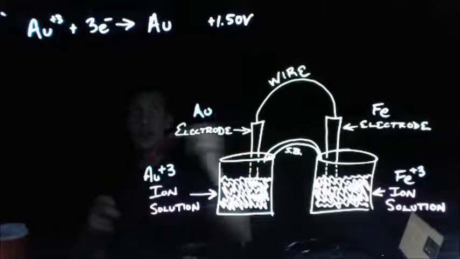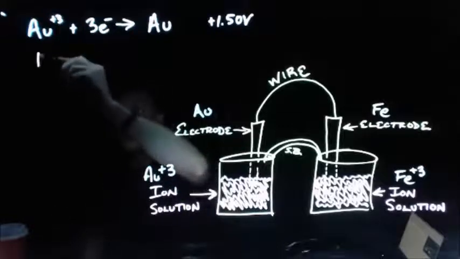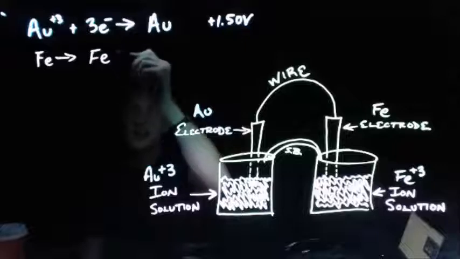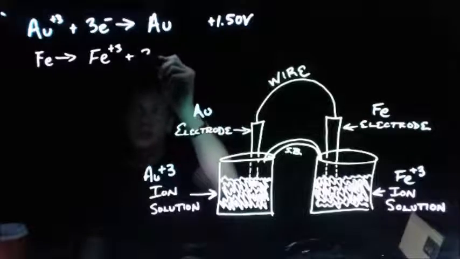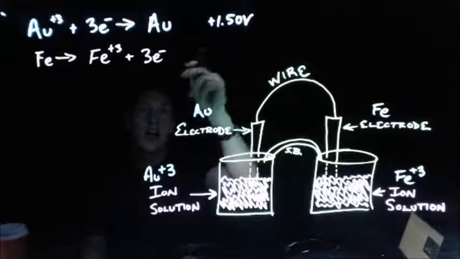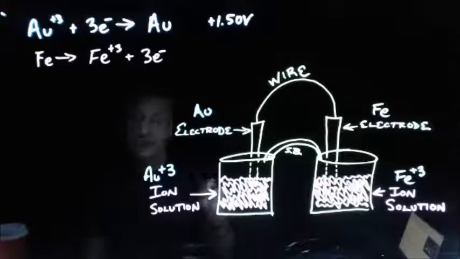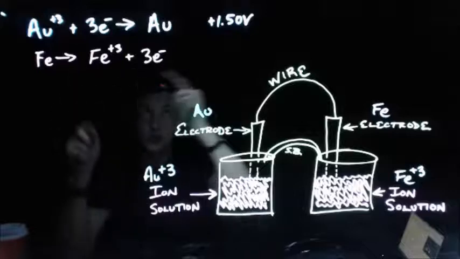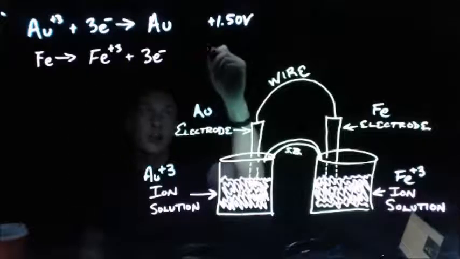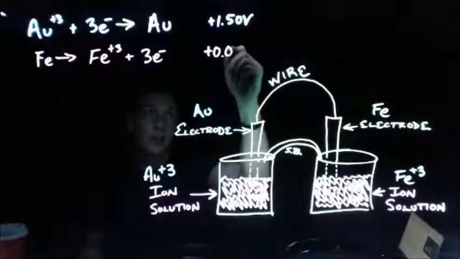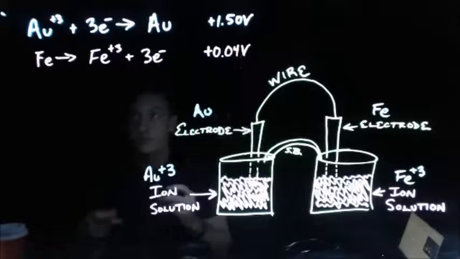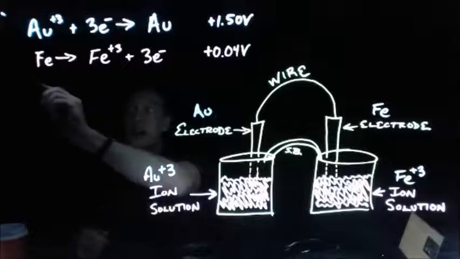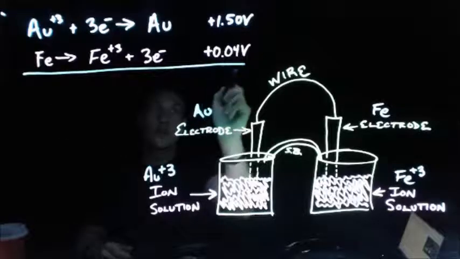The iron, you're going to reverse everything about it. So it's going to be Fe becomes Fe3+ + 3 electrons at, now on the table it was negative 0.04 volts. Since we reverse the reaction, we reverse the sign on that. It's going to be positive 0.04 volts. And then we can add all that together to get our overall reaction.